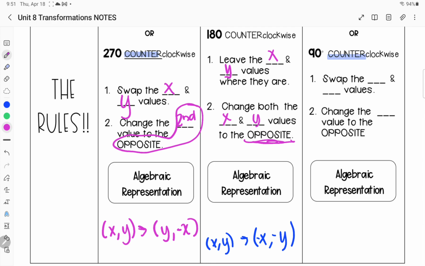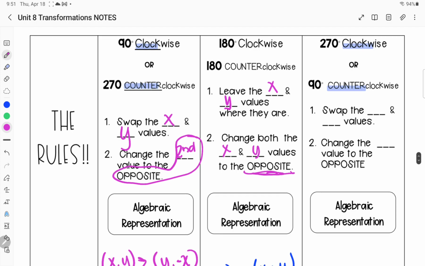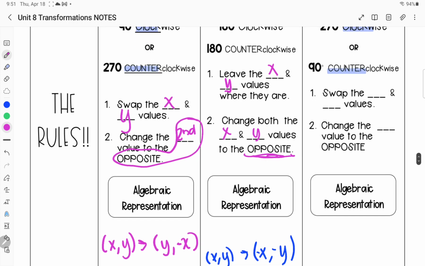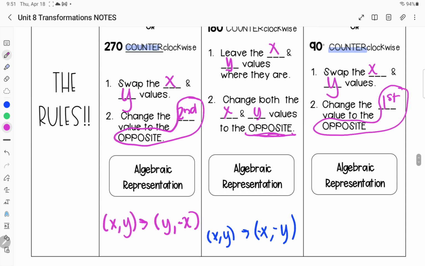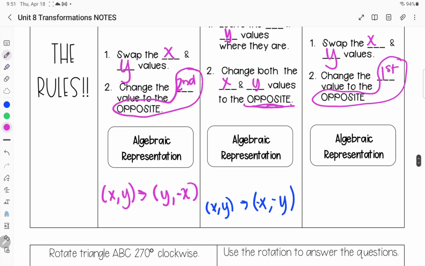And then our last one, this is if it's 270 clockwise, so 3 turns to the right or 1 turn to the left, we still have to swap our x and y values again. But this time, on this one, we change the second. This one, we're going to change the first. So this one would look like original x, y, says swap places, and change the first value.